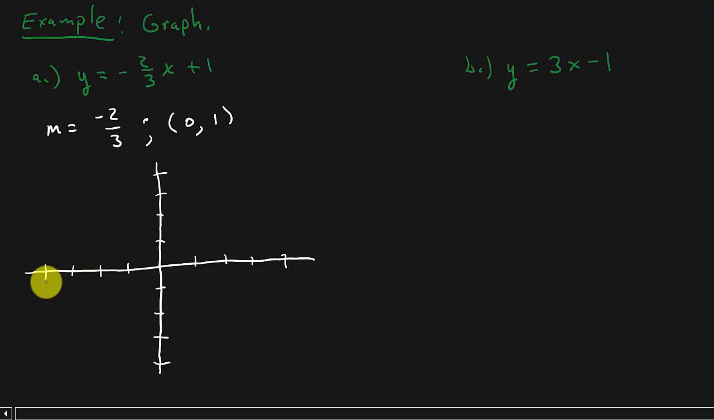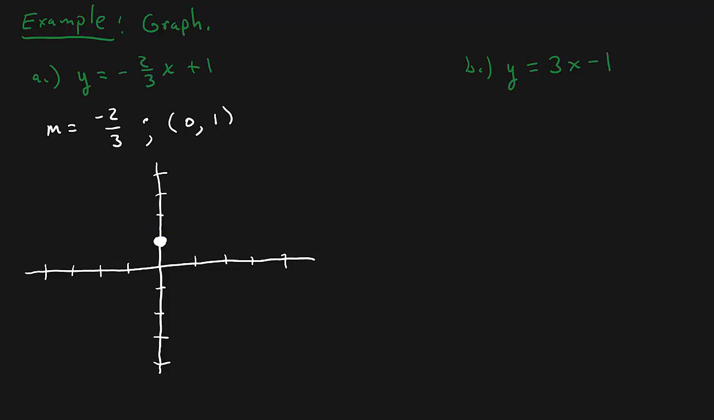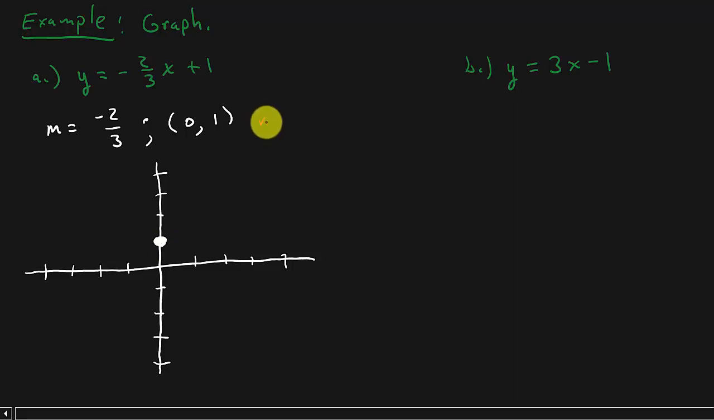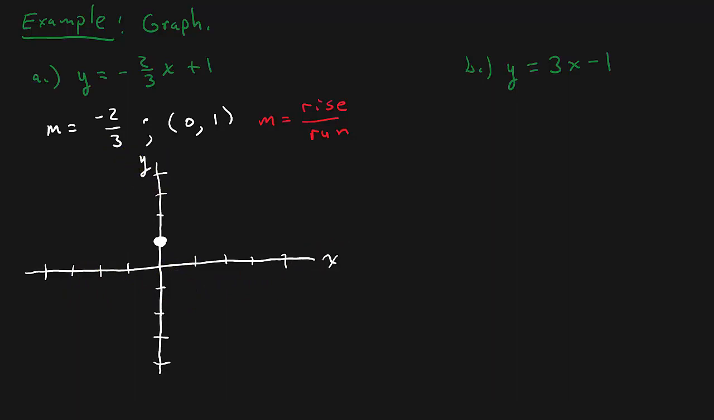All right, so what we want to do is plot the y-intercept. So there's the point (0, 1). And remember what I told you earlier: slope is rise over run. The numerator of the slope tells us how we move up and down on the y-axis. The denominator tells us how we move left and right on the x-axis. And let me label these. That's x and that's your y-axis.